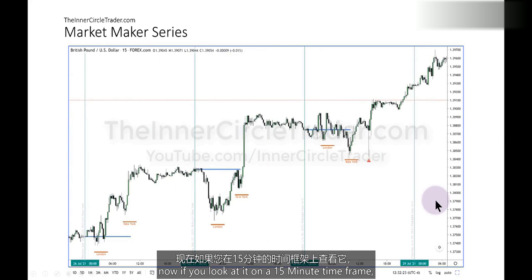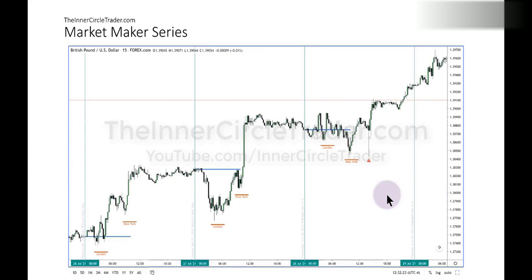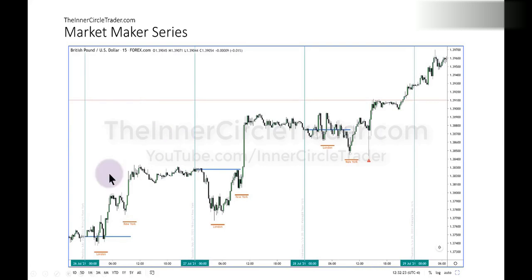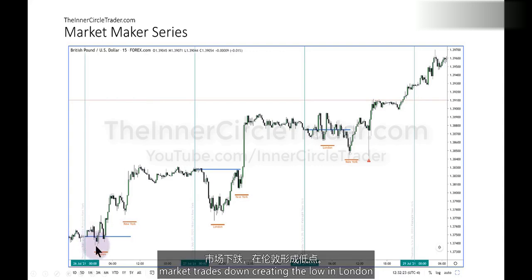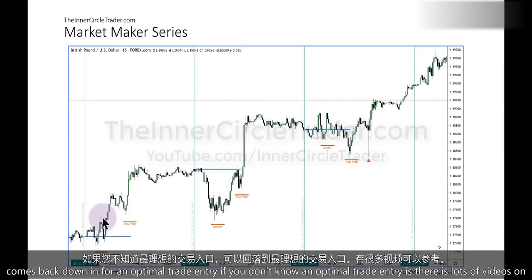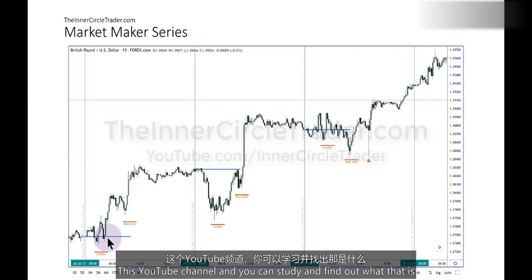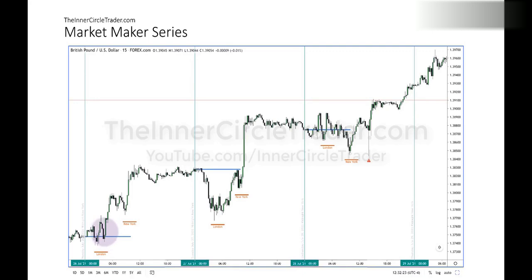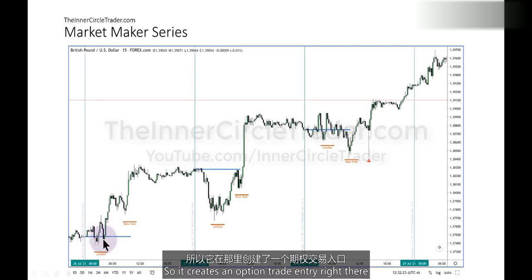Now, if you look at it on a 15-minute time frame, I'm going to incorporate day of week and time of day. Here's that opening price at midnight. The market trades down, creating the low in London, rallies, comes back down in for an optimal trade entry. If you don't know what an optimal trade entry is, there are lots of videos on this YouTube channel that you can study and find out what that is. It's a really simple pattern, repeats all the time. So it creates an optimal trade entry right there.